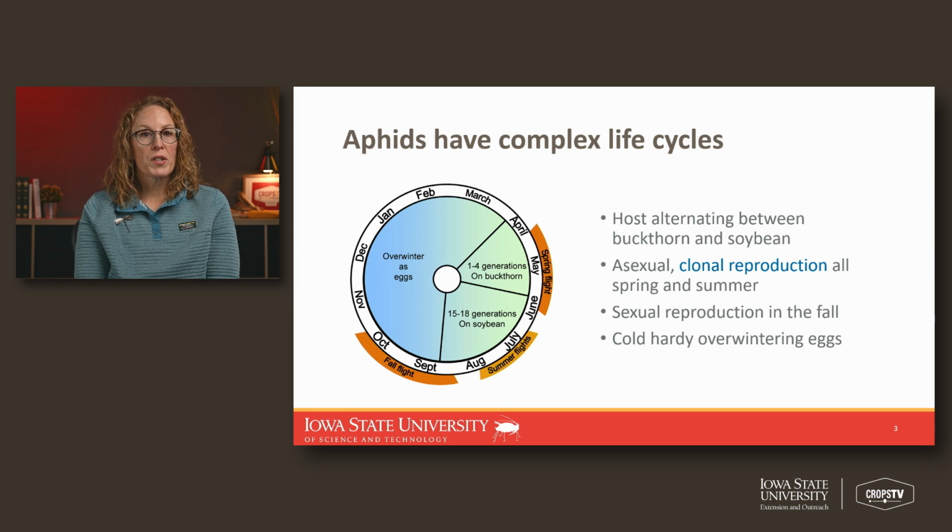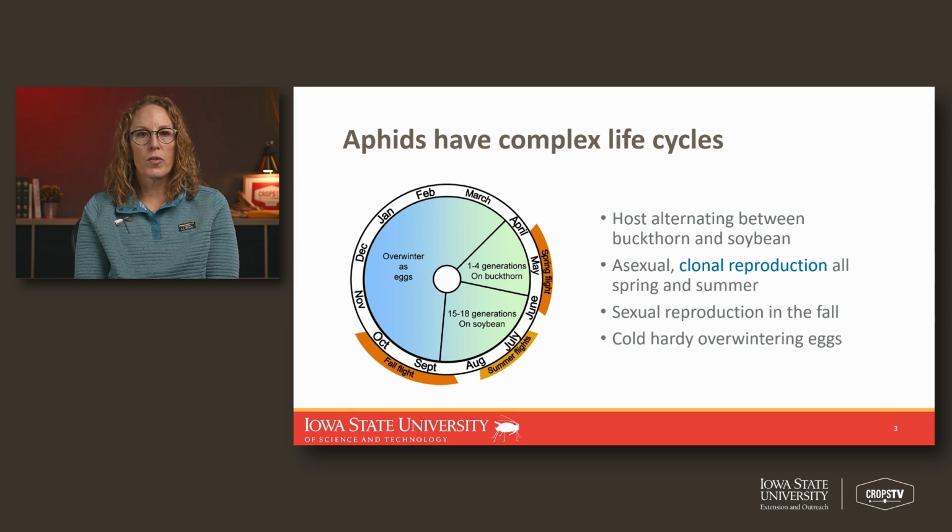They do overwinter as an egg on buckthorn, and with accumulating degree days in the spring, they hatch. They'll have a few generations on buckthorn before they move over to soybean, in which they can have 15 to 18 overlapping generations. Now, it's important to note that in the spring and the summer, they are having asexual clonal reproduction. So it's females giving birth to their genetic clones.